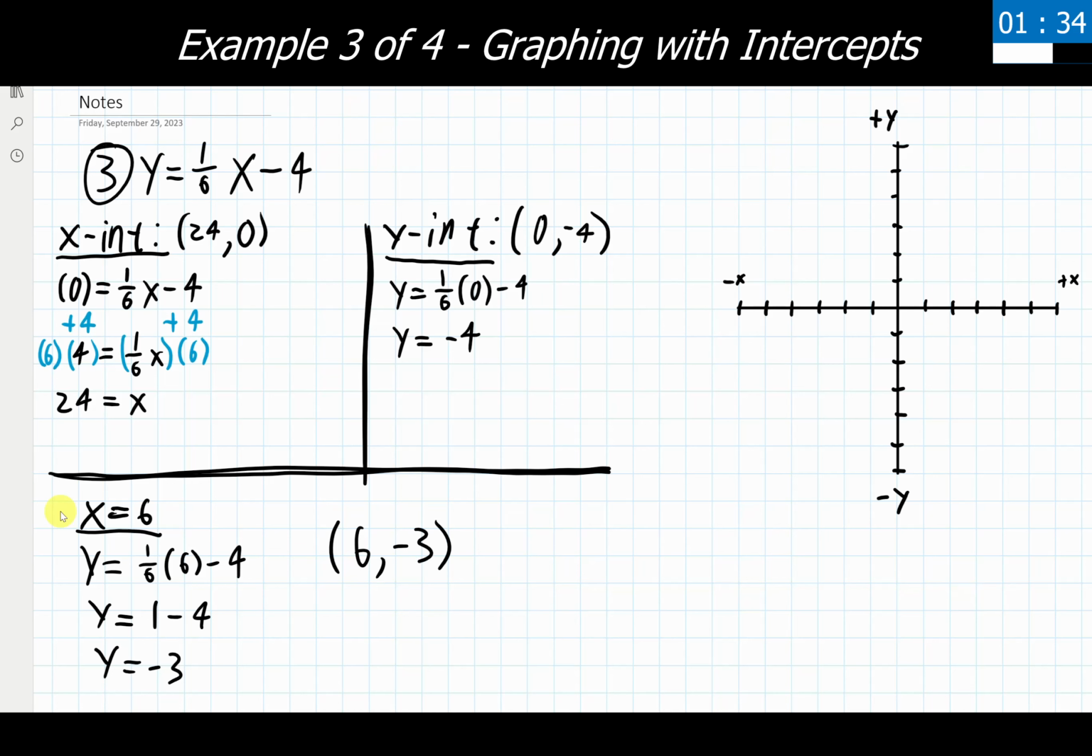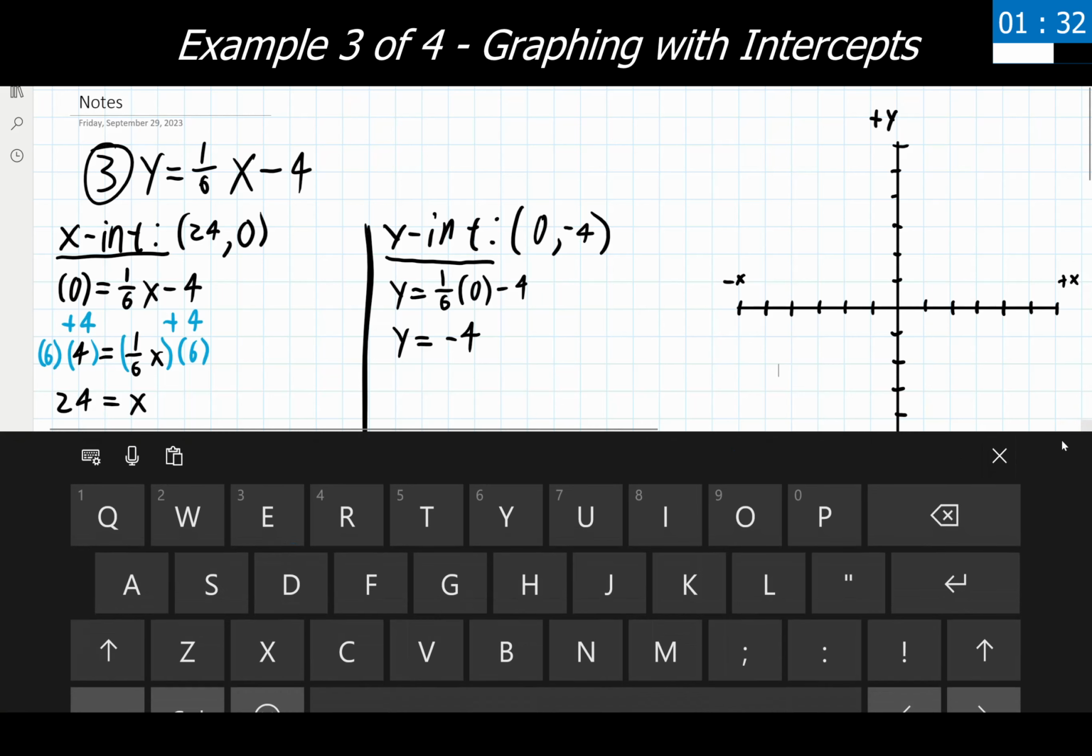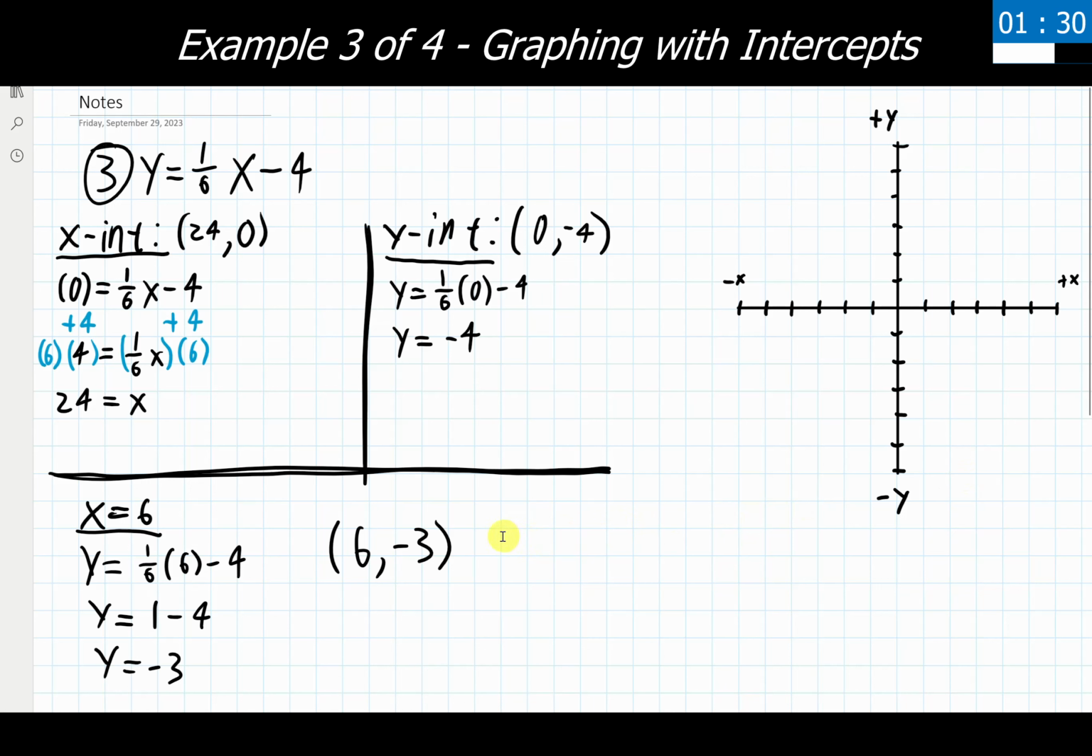Alright, so this is looking much more reasonable as something that we can graph. I don't know why the keyboard keeps popping up. So looking at our 3 points, 0, -4 isn't too bad, and then 6, -3 isn't too bad to graph either. 24, 0, you could do some fancy scaling if you wanted to with the x and y axis to make that work. I don't really want to. I feel like something between -6 and +6 for either of these works great.